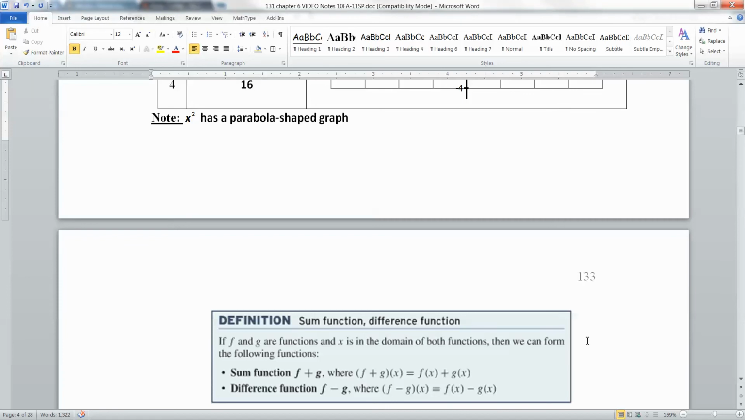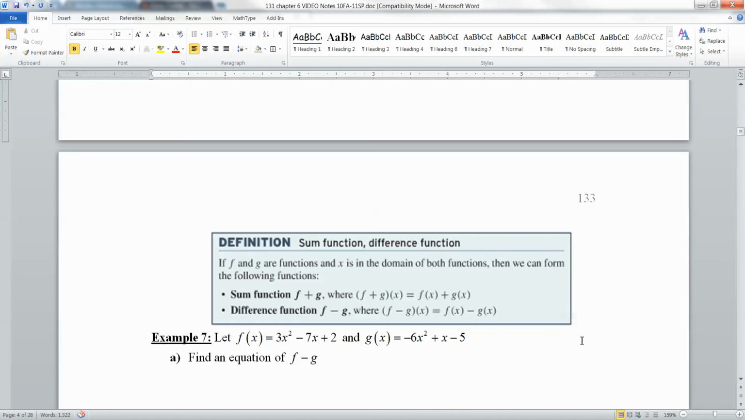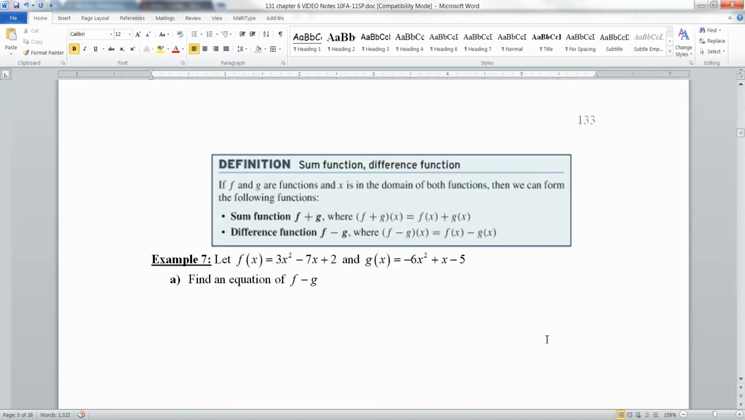Okay, so now that we know what quadratics graph like, we're going to find the sum and difference functions. So a sum function gets written like f plus g, but it really means f plus g of x. That's not times x, it's of x. It's f of x plus g of x. And f minus g, the fast way to write it is f minus g, because mathematicians are lazy, so that's the way they write it. But what they really mean is f of x minus g of x, like this.